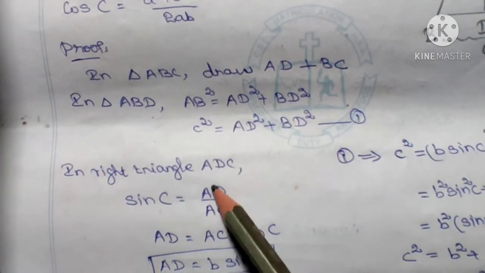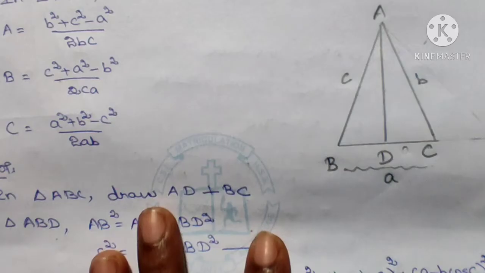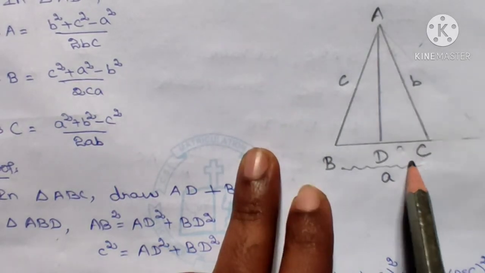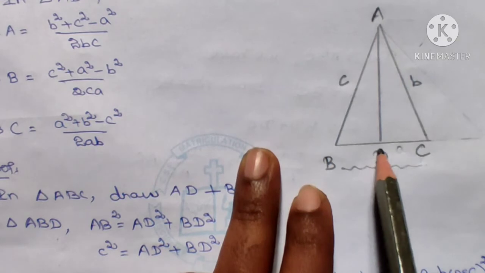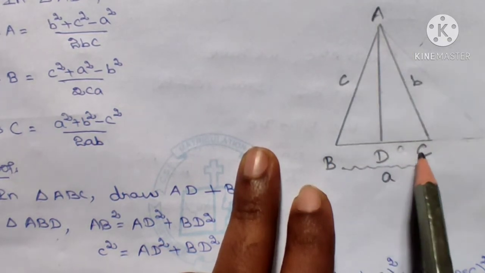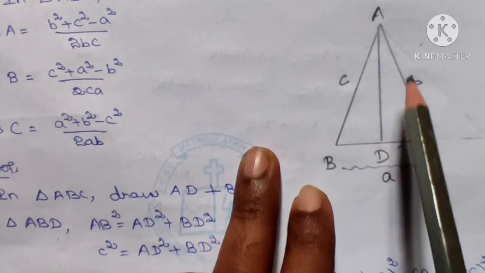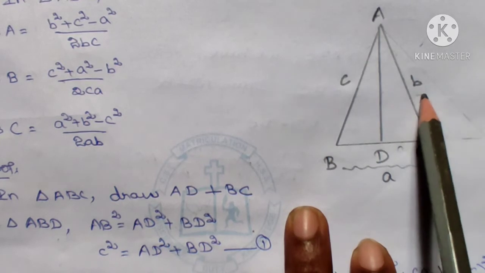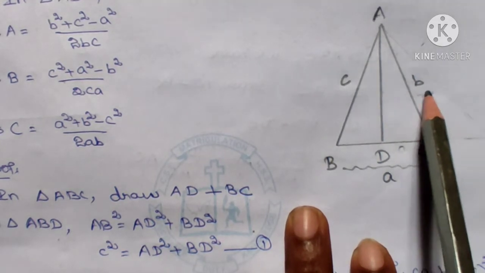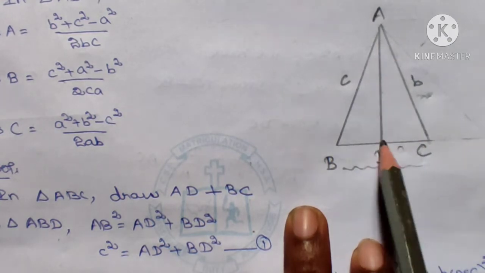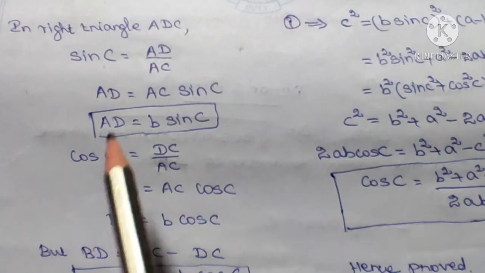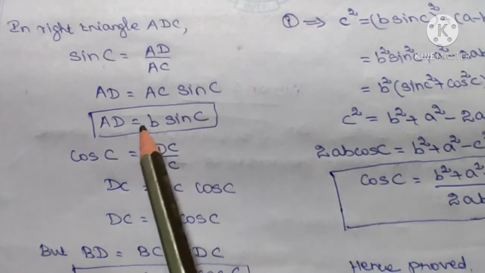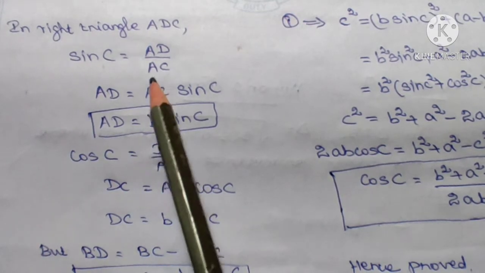Next, in the right triangle ADC, see the figure. Using this angle C, say sin C. Sin C is the opposite side AD over the hypotenuse AC. So sin C = AD / AC. But AC is b. So sin C = AD / b. So AD = AC sin C. So AD is b sin C, because AC is b.